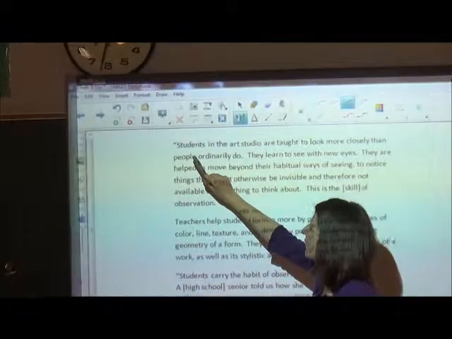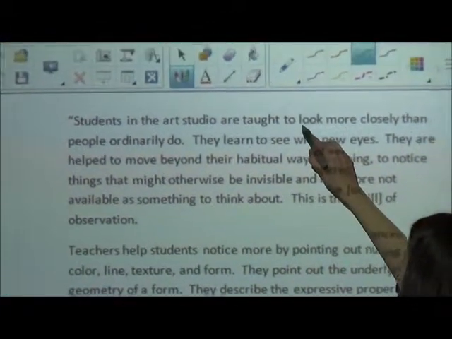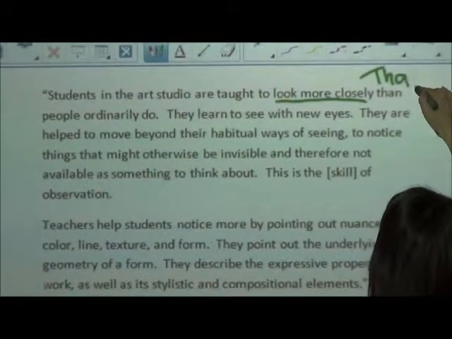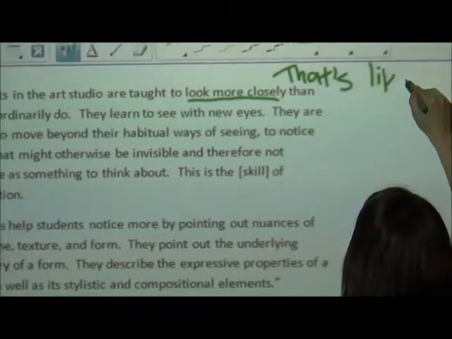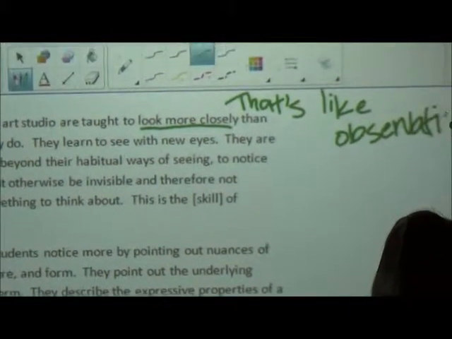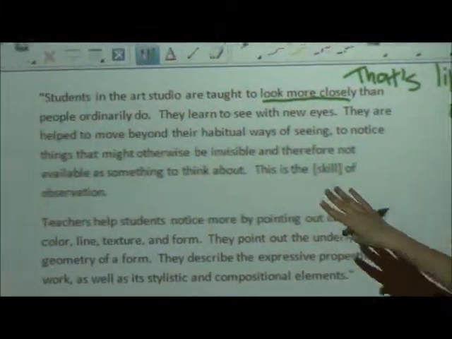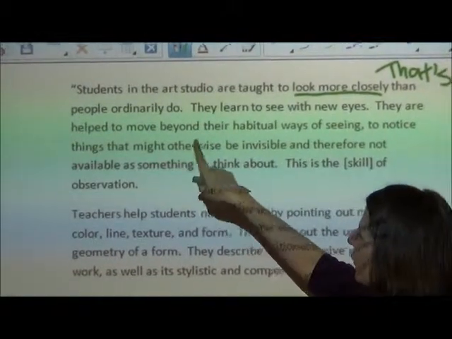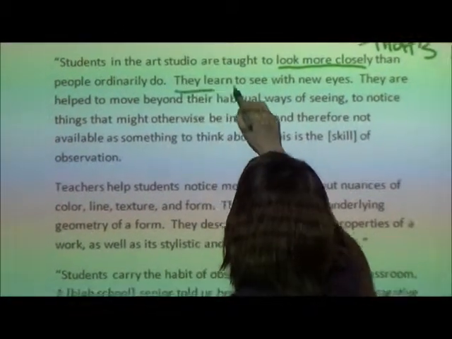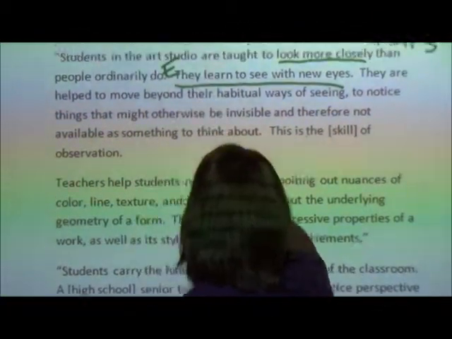All right. It says, students in the art studio are taught to look more closely. That sounds to me like observation. That's really cool. That's observation, one of our vocab words. I love that. So I'm going to write my little OMG exclamation point there. To look more closely than people ordinarily do. They learn to see with new eyes. So observation is about seeing with new eyes. That sounds like the answer to that question.